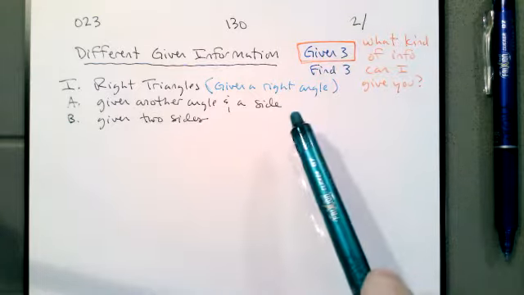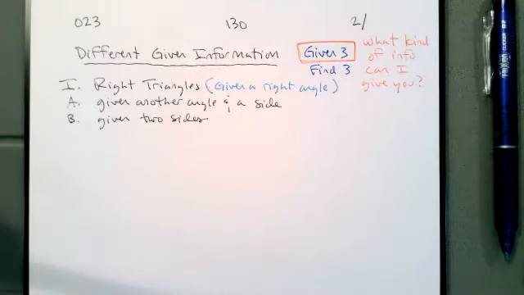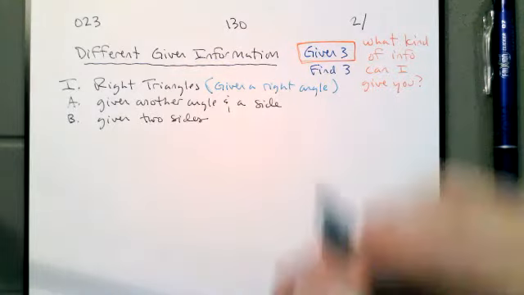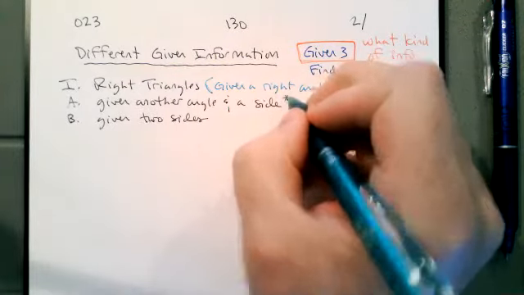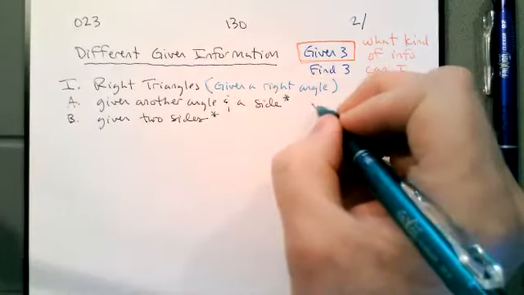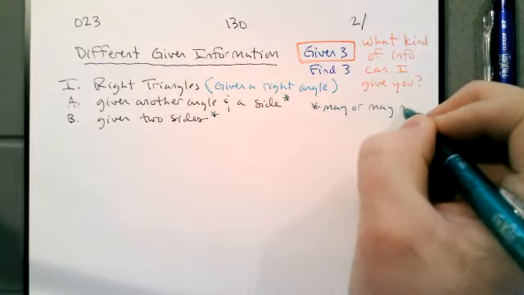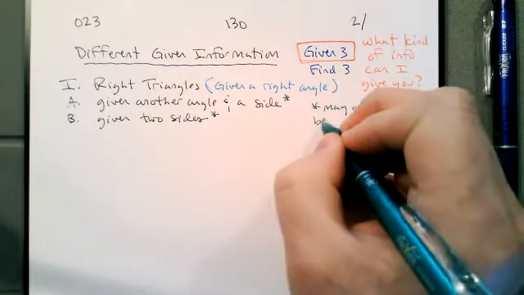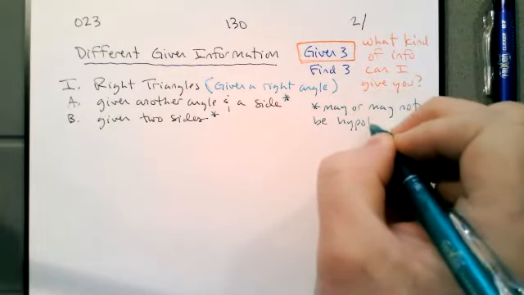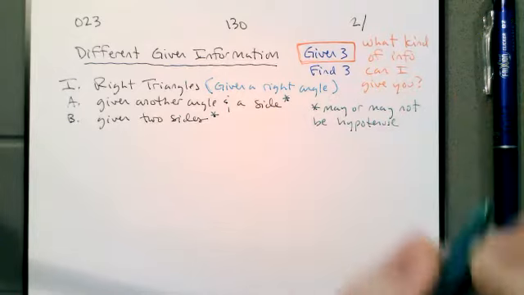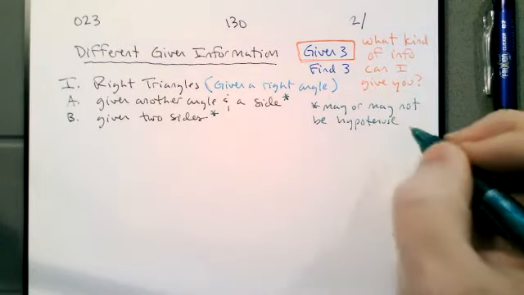But in the case of a right triangle, the strategies that we're going to use, we don't have to separate that into a separate case. So I'm just going to make a note, though, that the sides may or may not be the hypotenuse. It's not going to change our strategy.